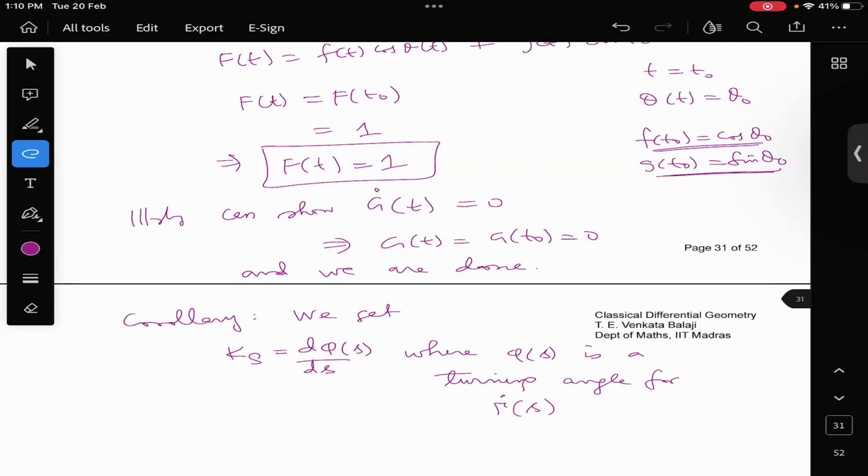The other thing is, we get as a corollary the Frenet-Serret equations. I will expand on this in the next lecture. So this is to tell you the importance of signed curvature and signed normal.